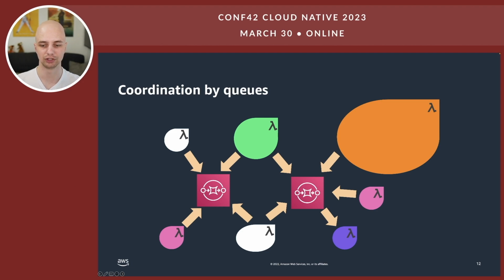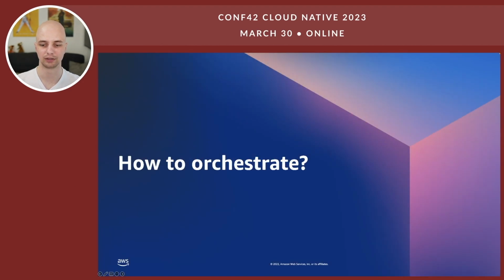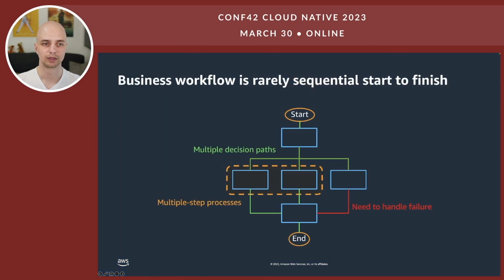So what's the solution now? How do you orchestrate these serverless applications? Well, business workflows are rarely sequential from start to finish. So you have multiple decision paths and multiple steps for processing and need to handle failure. So you need to isolate tasks into logical components and centralize the orchestration into a workflow. And that's where AWS Step Functions comes in to help you.